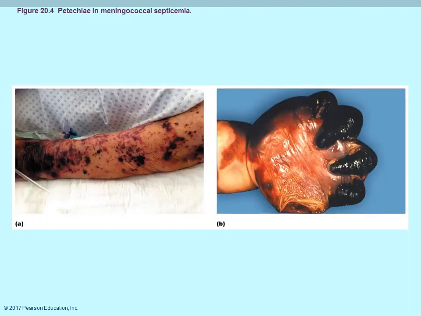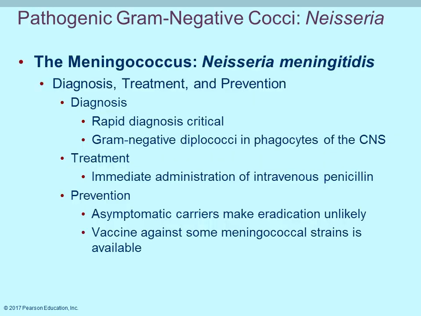It can cause necrosis on the skin, these rashes, and then the skin starts to die from that. So you need to get that rapid diagnosis, and once the diagnosis is there, you start intravenous penicillin. It's the fastest way to get it in. Prevention: there are vaccines against some of the strains.